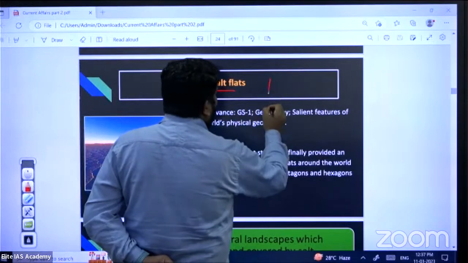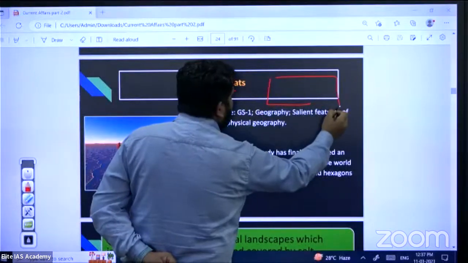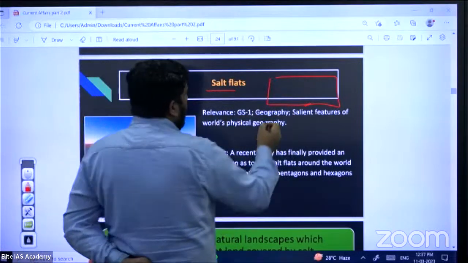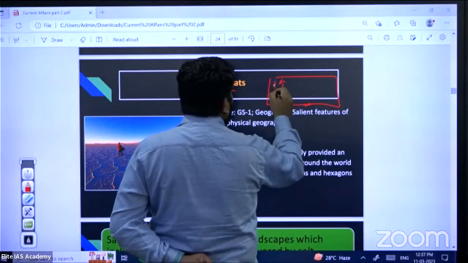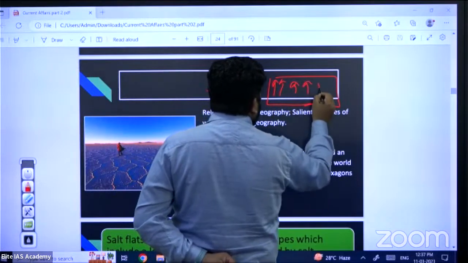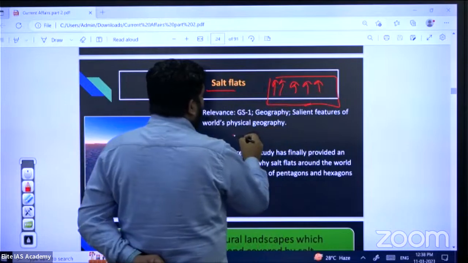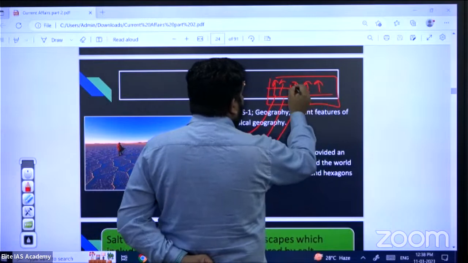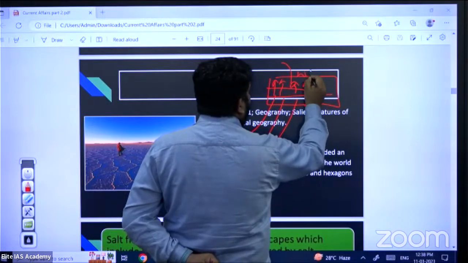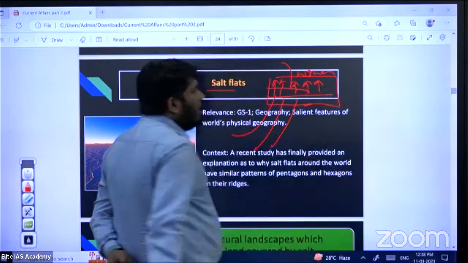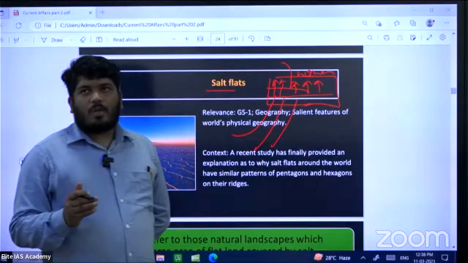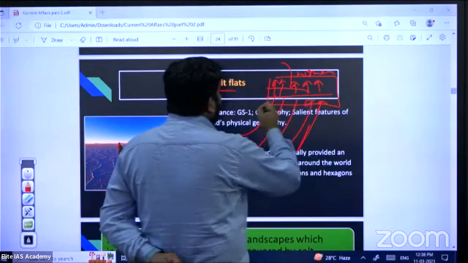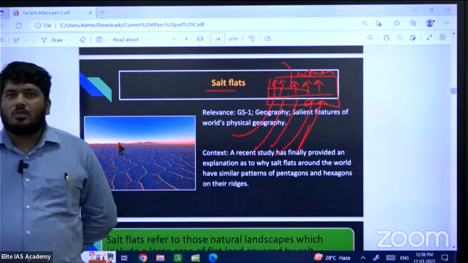Suppose this is a plain where salt collects, and evaporation takes place. Once water is evaporated, the water from oceans reaches here to fill this gap. If the evaporation rate is higher, that is, the water that is evaporated per day is not filled by the ocean or not recharged, then that type of surface formed is called salt flat.